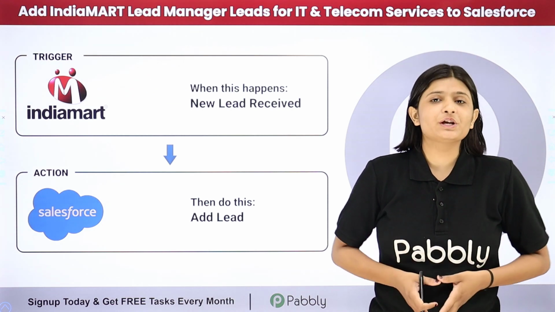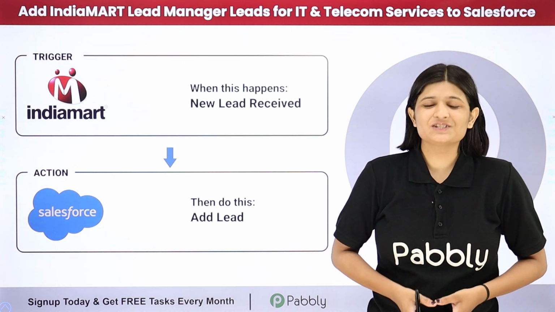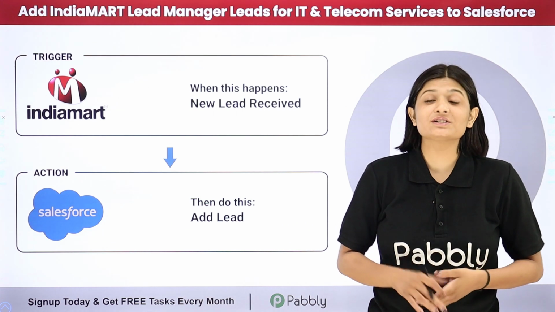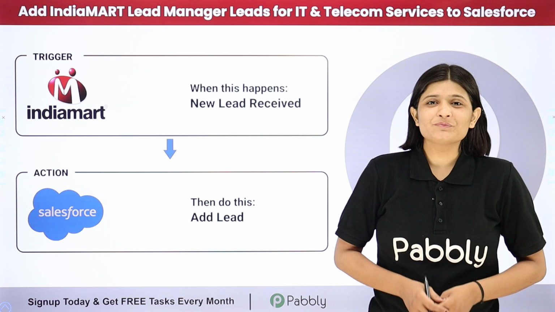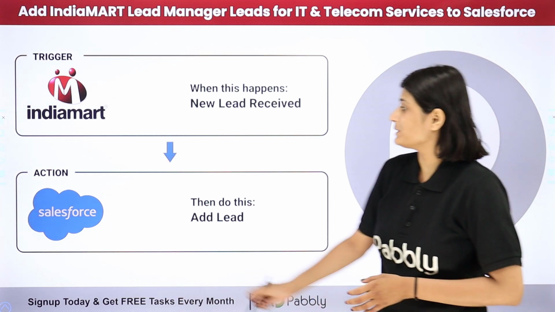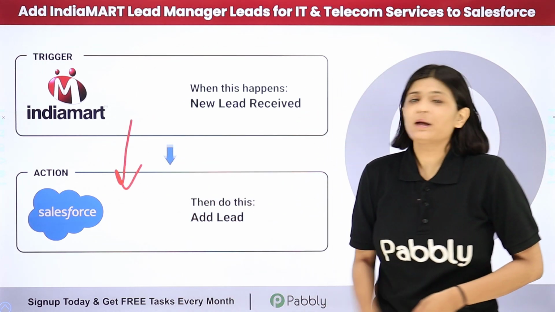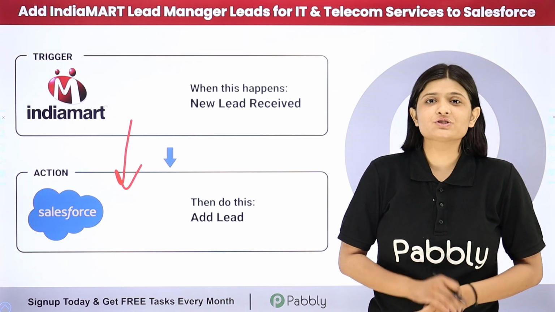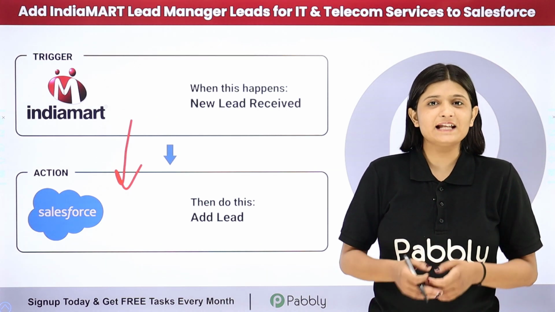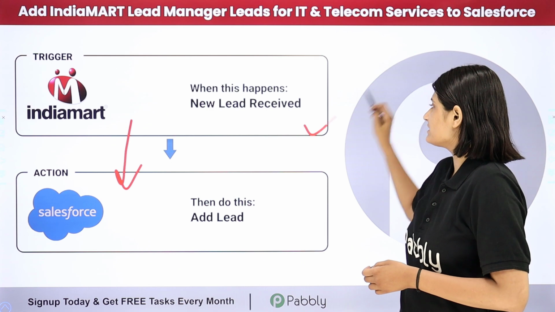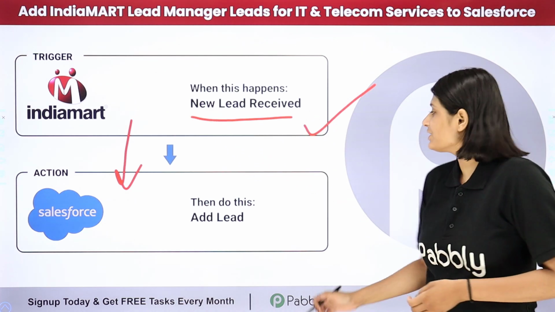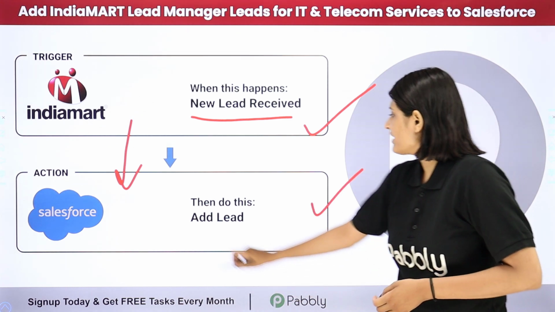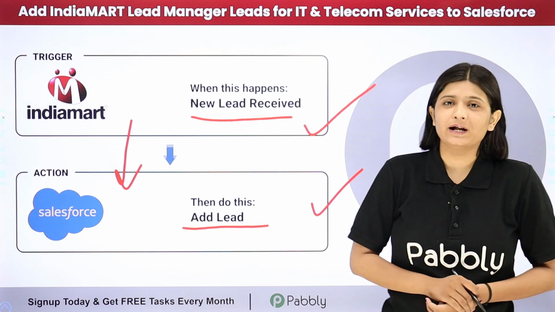So to do this automation, I'm going to use Pabbly Connect. Pabbly Connect is an amazing automation and integration software which requires no coding or programming skills. Here I just need to build a connection between IndiaMART and Salesforce. Pabbly Connect runs on two principles, which are trigger and action. Here as my trigger application, I'm going to take IndiaMART where I will receive a new lead, and then in my action application, I'm going to take Salesforce where these leads will be added automatically.